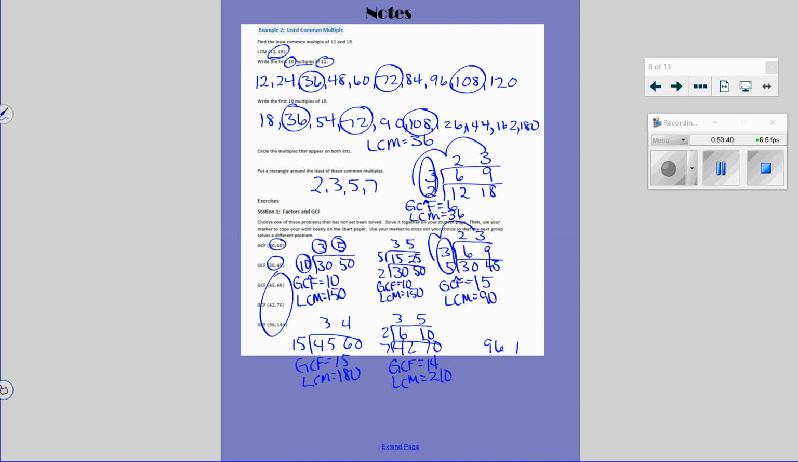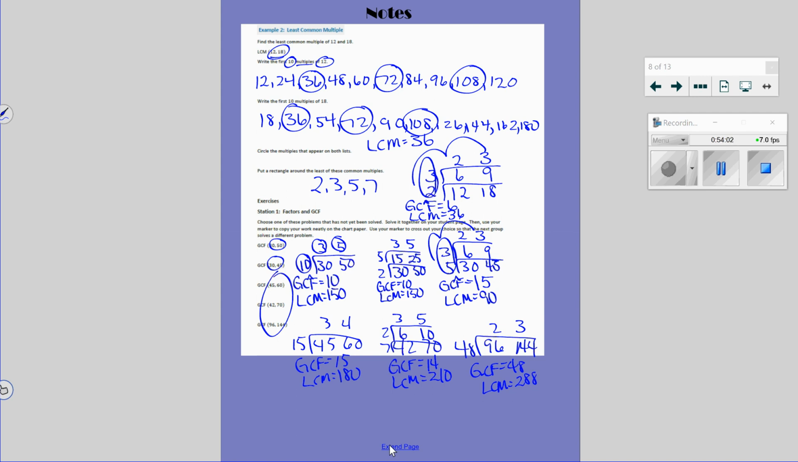Last one, 96 and 144. This one, 48 goes into both, so that's going to be 2 and 3. My GCF is 48. My LCM, 48, 96 times 3 is 288.